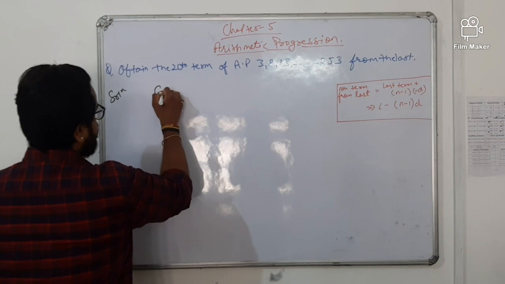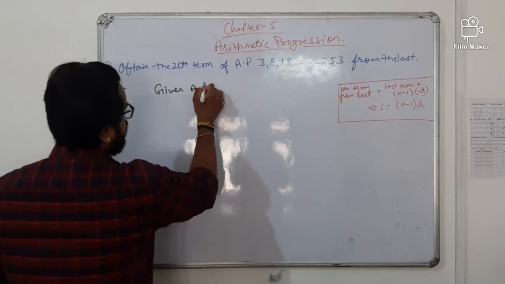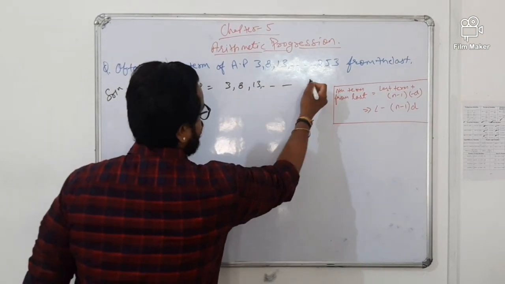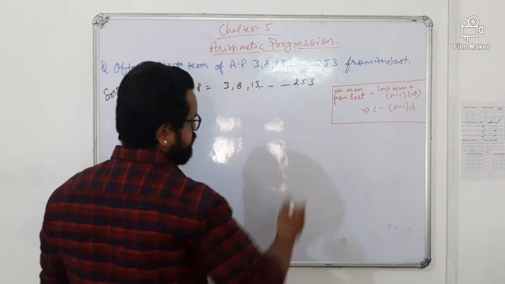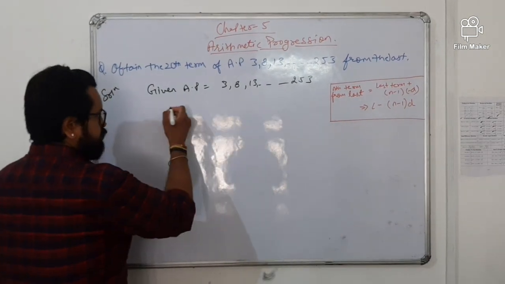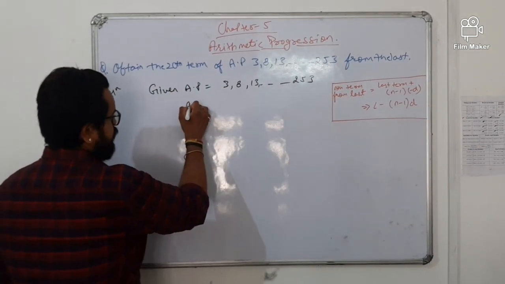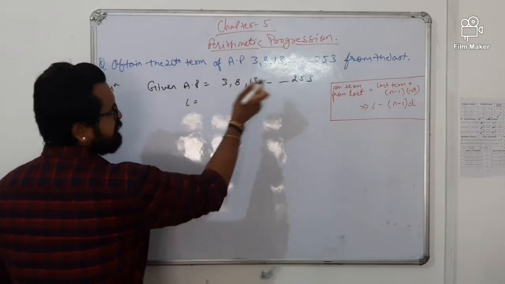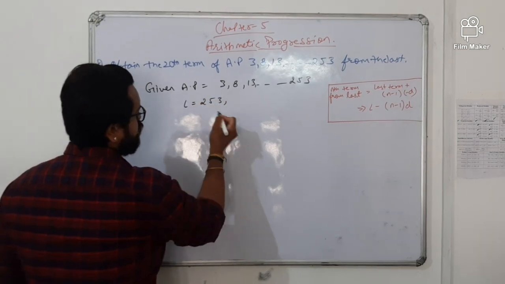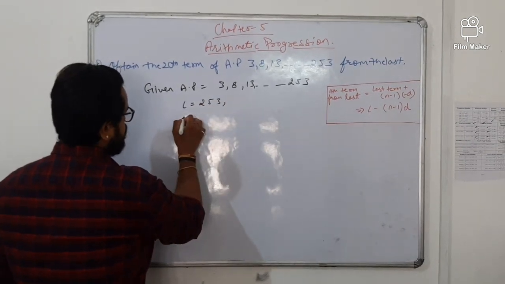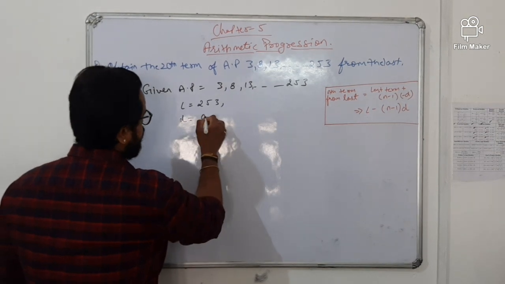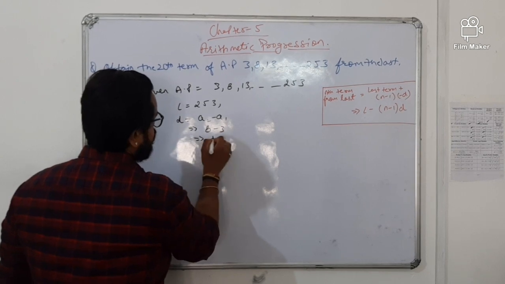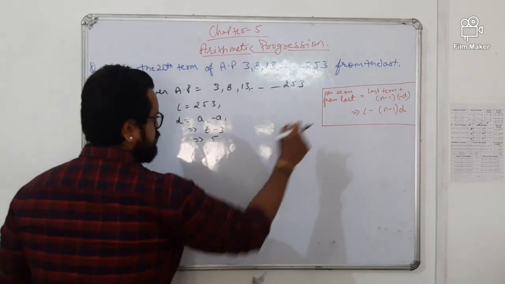So now see the solution. The given AP is 3, 8, 13 and 253 is the last term which is given here. Now the first value is A, sorry, A we don't need here, so no need to find A. L is given, that is 253. D means common difference, so D will be A2 minus A1, means 8 minus 3 will be 5. Now we will use this formula.